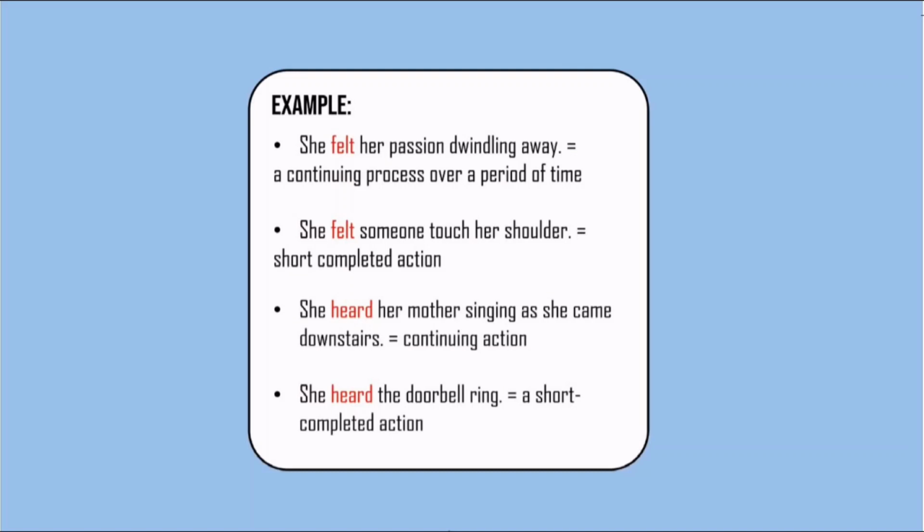For the last example, by using verb heard, she heard her mother singing as she came downstairs. For the second sentence, she heard the doorbell ring. For the first sentence, heard here means a continuing action, while for the second sentence, it is a short completed action.